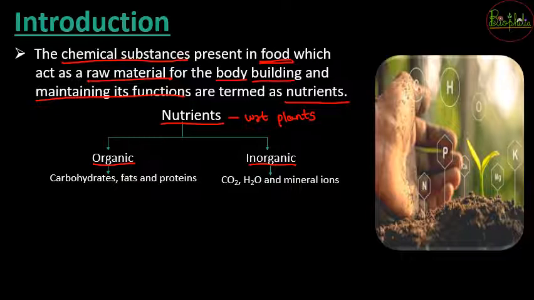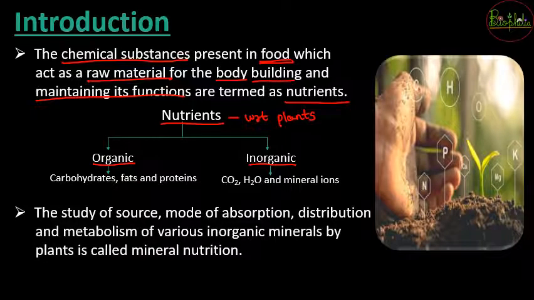So let's understand the chapter's name, that is mineral nutrition. So what is mineral nutrition? It is going to be the study of source, the mode of absorption, the distribution and the metabolism of various inorganic minerals. So whatever the inorganic minerals that have been absorbed by the plant, तो वो कैसे distribute होते हैं, what is the source of that particular material, all of that is going to come under the study that is called mineral nutrition. So now I hope that you have understood the chapter name perfectly. So now you can understand the chapter as well. So अब हम जाते हैं with the details of the chapter.